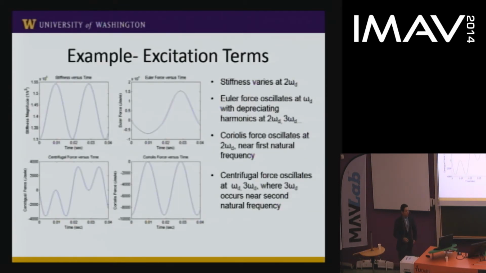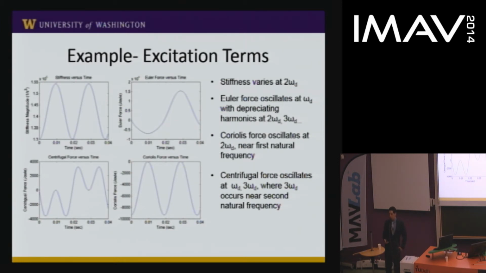Now we'll take a look at some of the excitation terms, or really all of the time-varying terms in this equation. The important feature we'd like to look at here is the frequency content associated with each time-varying parameter. As I mentioned earlier, the stiffness is time-varying as a result of this centrifugal softening effect, and we found that that actually occurs at about twice the driving frequency of the wing, or twice the flap frequency. The Euler force oscillates at about the driving frequency and has depreciating superharmonics at twice the driving frequency, 3 times the driving frequency, etc.